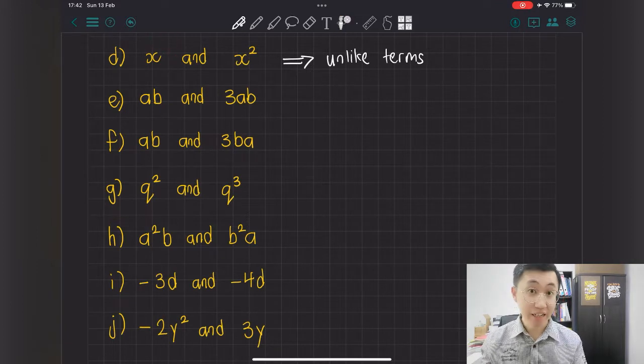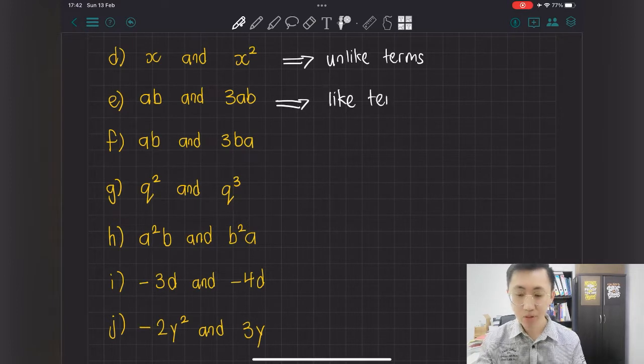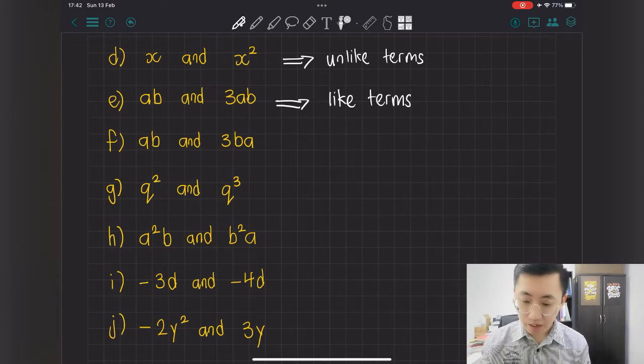Alright, let's look at E. AB and 3AB. What do you think? This one is like terms again. So they are the same family. Like terms. AB and 3AB can be combined to become 4AB. Remember that. Alright, let's go for F.